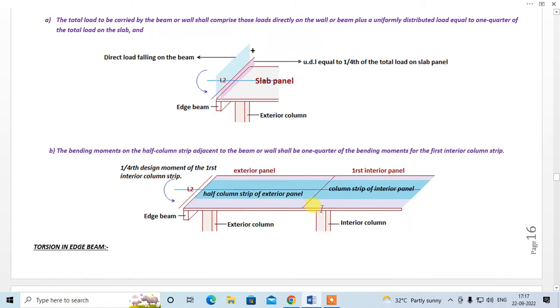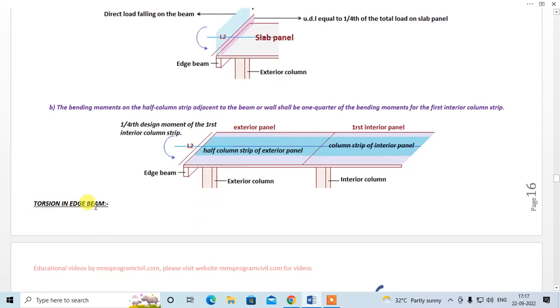This is a column over here, right? And so whatever moment you get over here, 1/4 of that moment has to be taken for the design of this half column strip. Similarly for this half column strip, okay, fine.